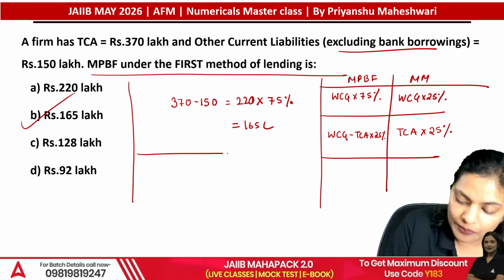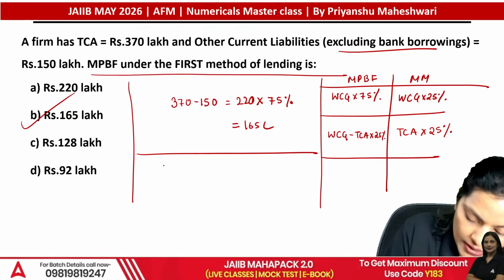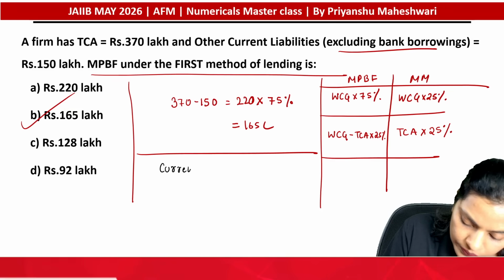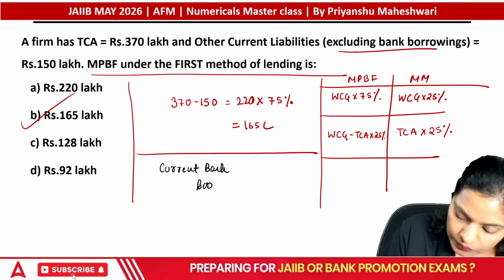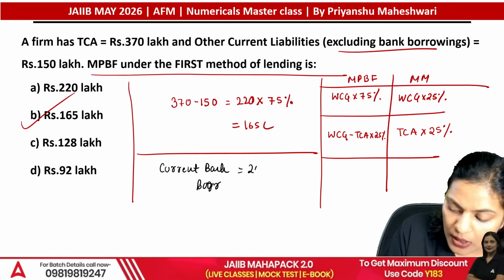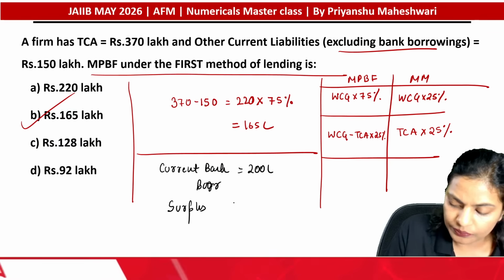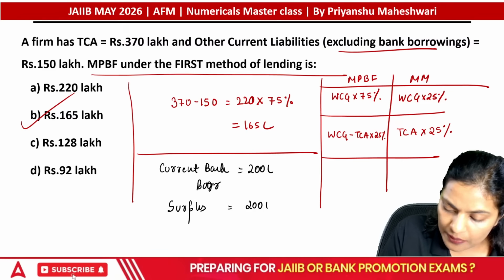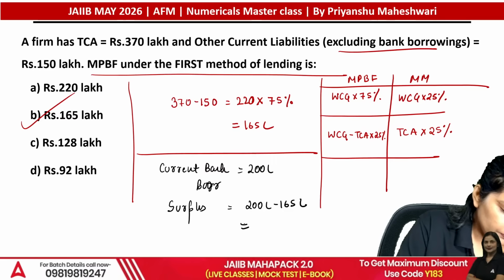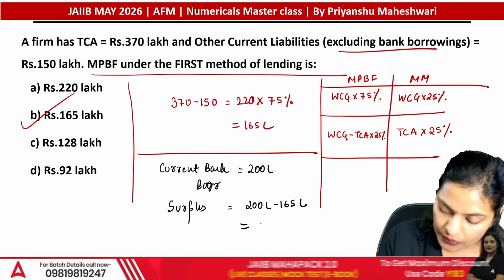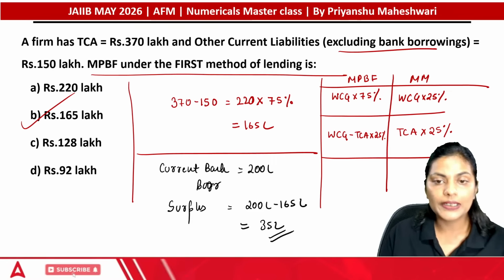Now, if my current bank borrowing is 200 lakh, how much surplus or excess limit I have right now? 200 lakh minus 165 lakh. That means 35, right?